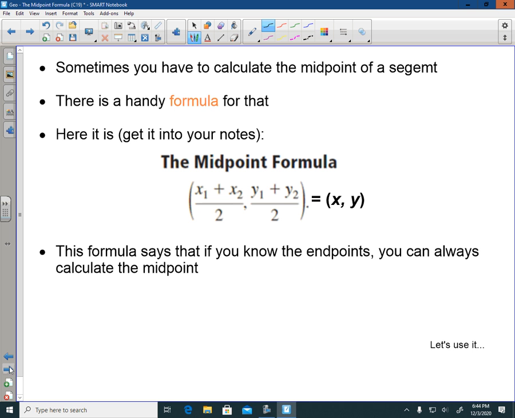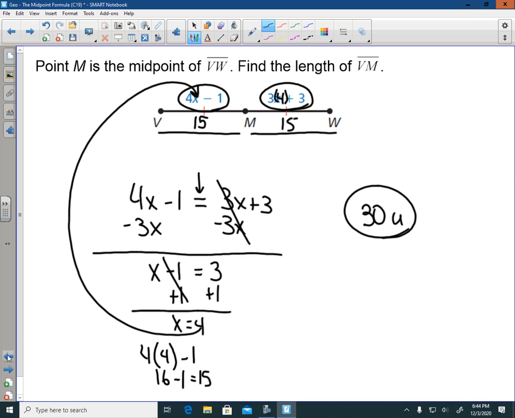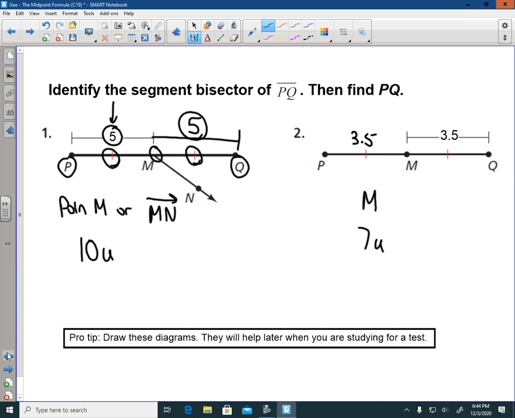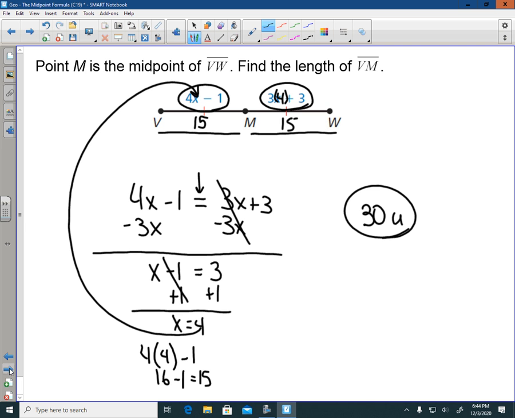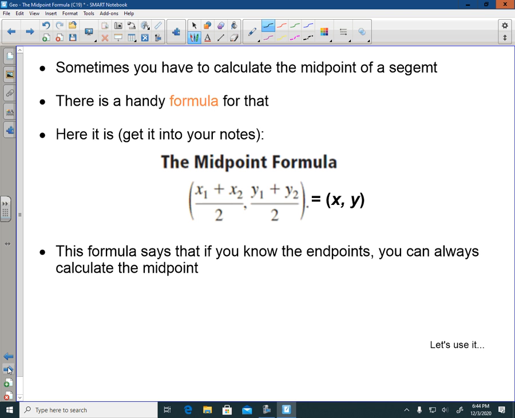So these problems, this one here that we just did, and these right here, we're being told what the midpoint is, and that's great. And so when you're told what the midpoint is, you can do a little bit of calculating depending on what you have. Sometimes it's a little bit complicated, but you can use the midpoint to find out lengths of segments. But sometimes you have to calculate the midpoint of a segment. This is like the warm-up. There's a handy formula for that.